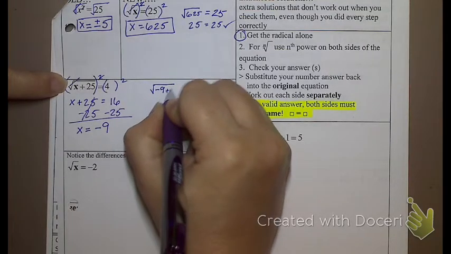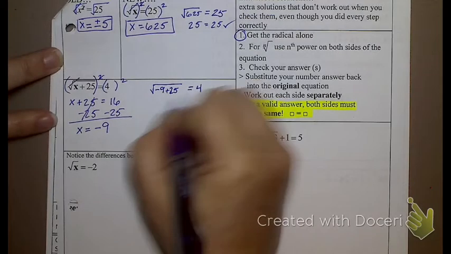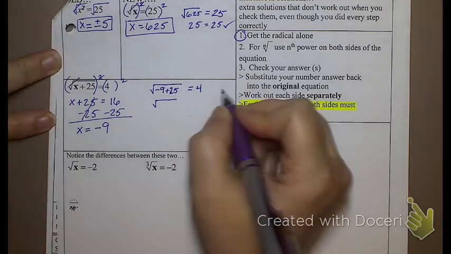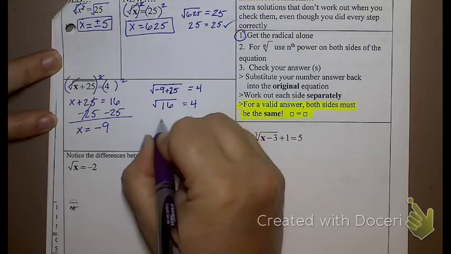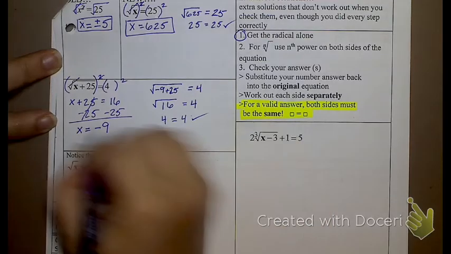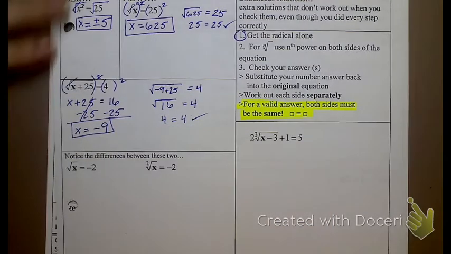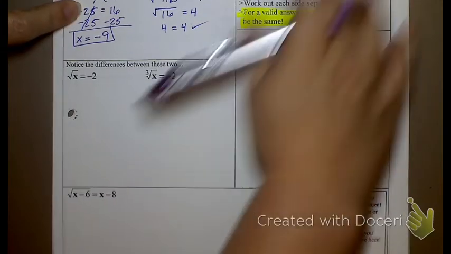Negative 9 plus 25 under the radical, does this equal 4? What is negative 9 plus 25? 16. Does the square root of 16 equal 4? So is my answer good? No. Okay. All right. The next box, right below there.